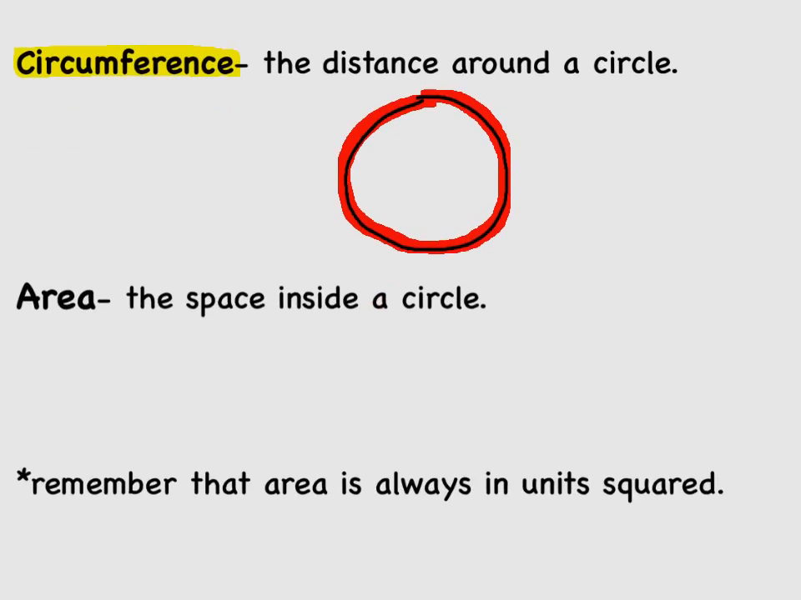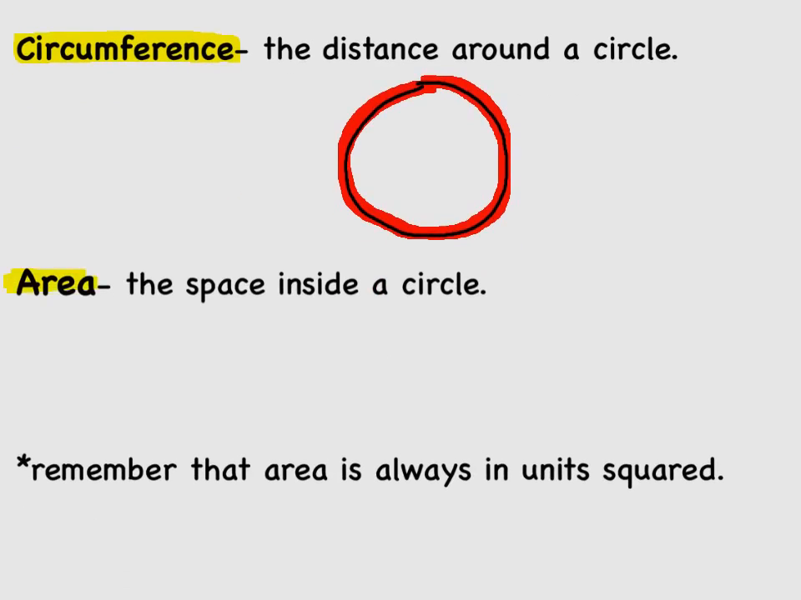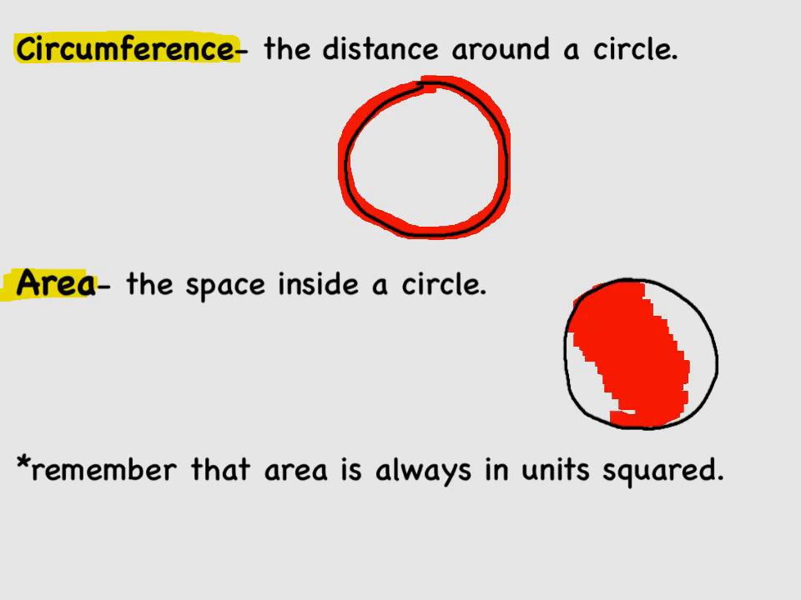Okay, we will also be studying how to find the area of a circle. Now, the area of a circle describes the space inside the circle. So we will be calculating how much space is contained inside the circle when we calculate the area of the circle. So again, circumference describes the distance around the circle, whereas area describes the space inside a circle.